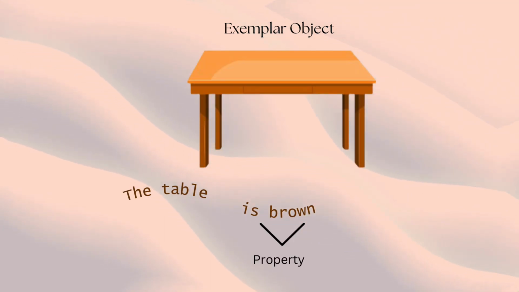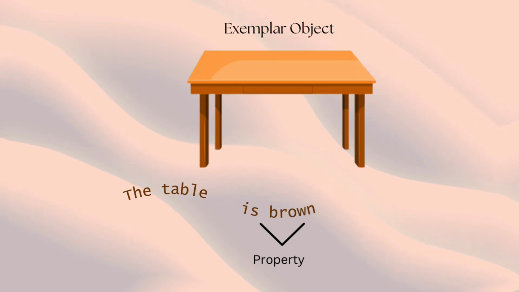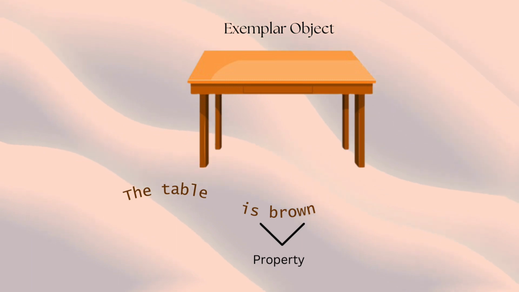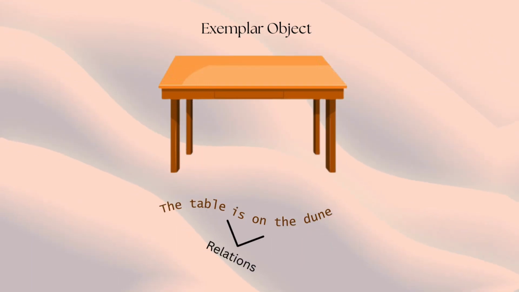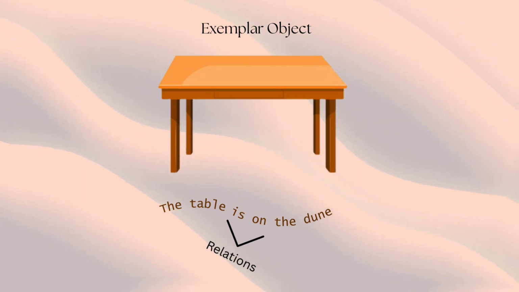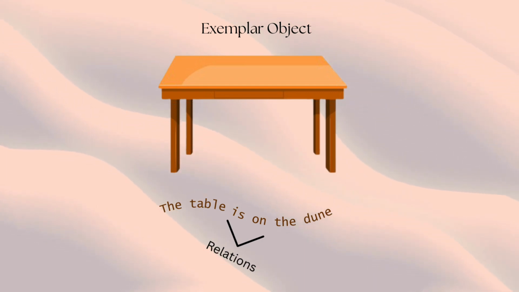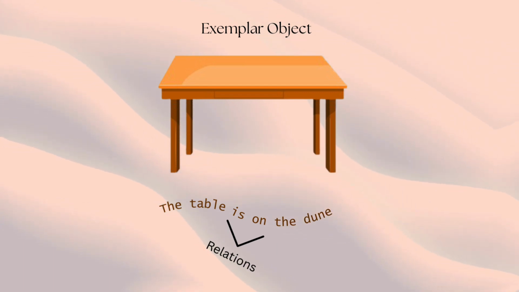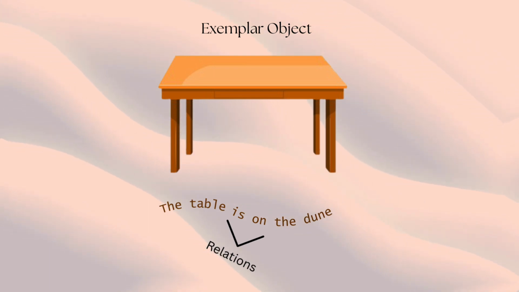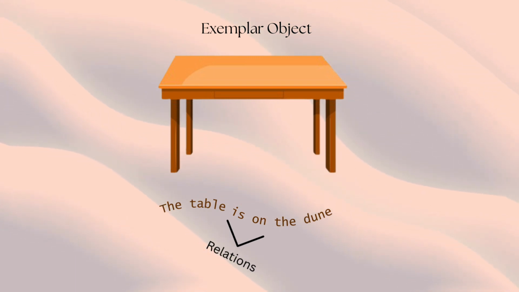Brownness is a property of the table. A property is not an object in the way a table is. Objects like tables are first and foremost carriers of properties like brownness. Every object has many properties. Likewise, objects stand in a multitude of relationships to other objects. The table is on the dune. X is on Y is a relation that an indefinite number of objects might entertain. Like properties, relationships, whatever they are, are not the same as objects. Objects have properties and stand in relationships, but not vice versa.